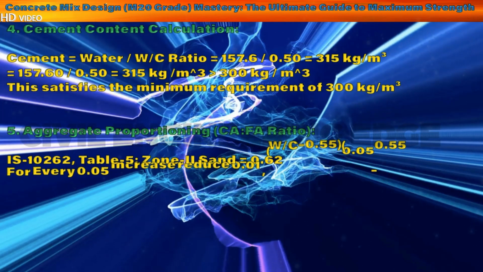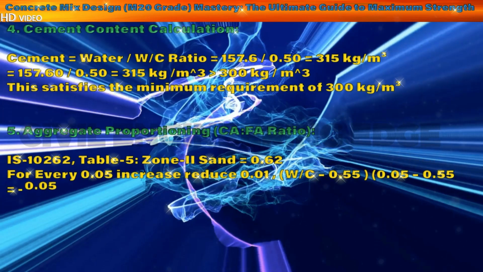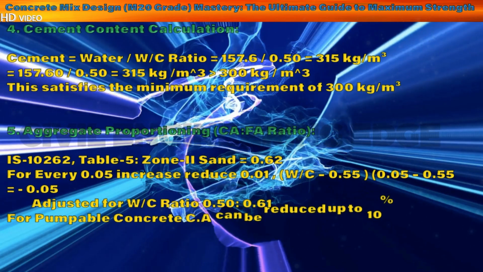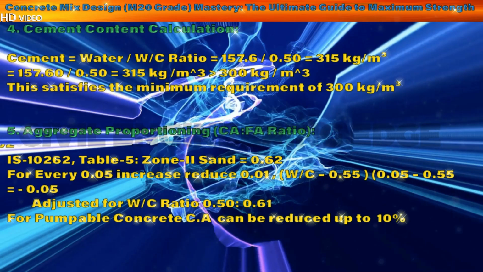For pumpable concrete, coarse aggregate can be reduced up to 10%, Indian Standard 10262, clause point 5.5.2. So, volume of coarse aggregate equals 0.61 minus 10% of 0.61. Volume of coarse aggregate, 0.549.